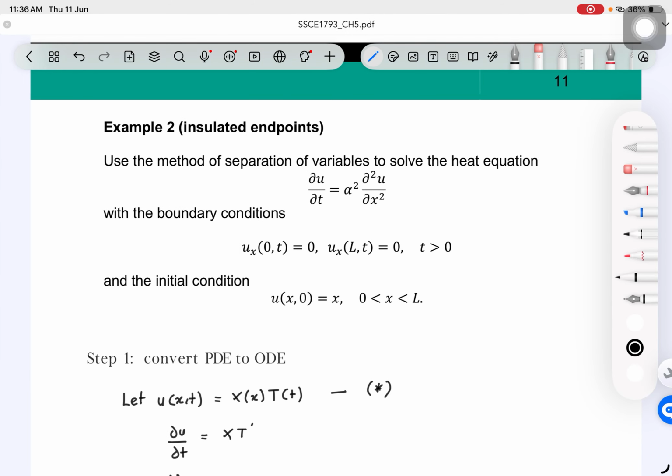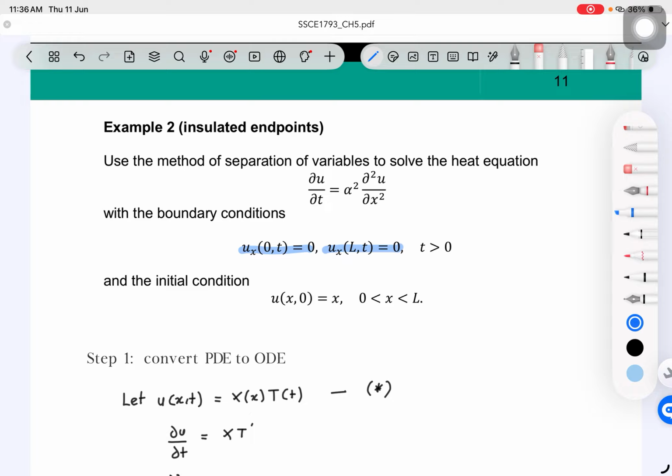So this is the example 2 that I asked you to do yesterday. Okay, so let's discuss this one. Basically this is an example on insulated endpoints. Under the heat equation we have zero endpoints, insulated endpoints, and also mixed endpoints. The difference between all these is the boundary conditions. All right, the boundary conditions. If the boundary conditions given in the question involve u_x, meaning this is the case for insulated endpoints.